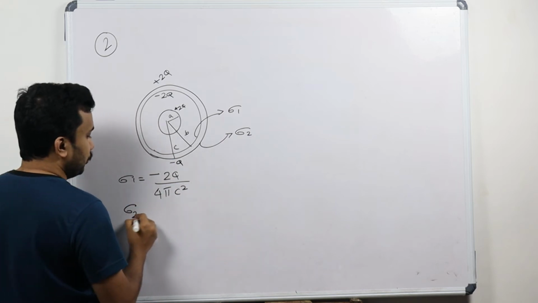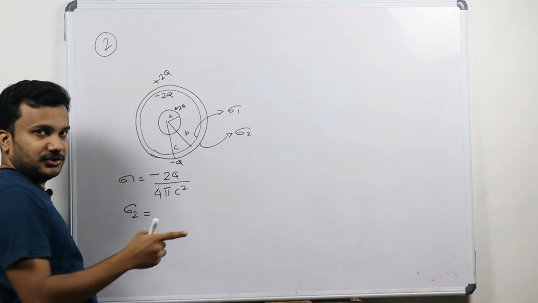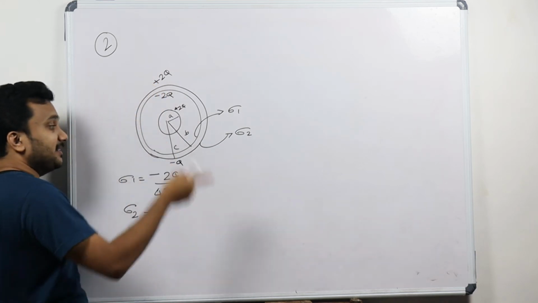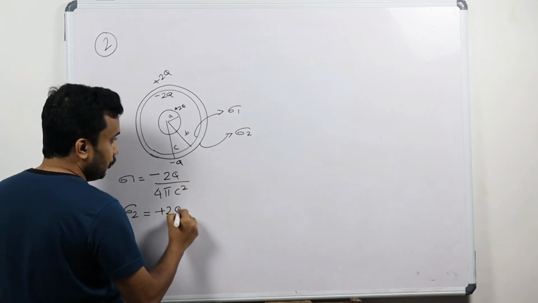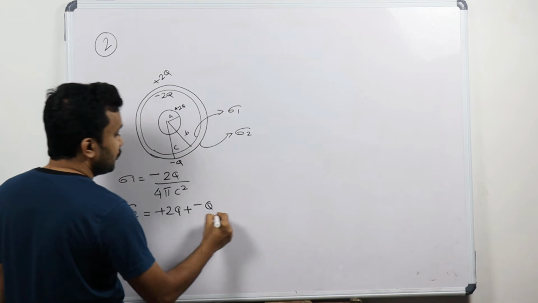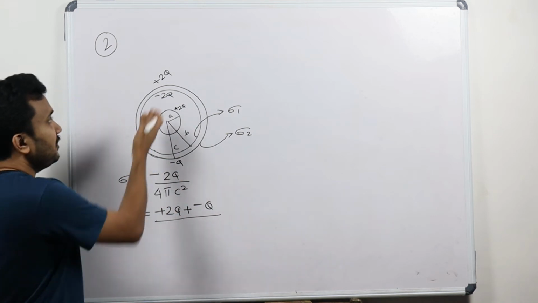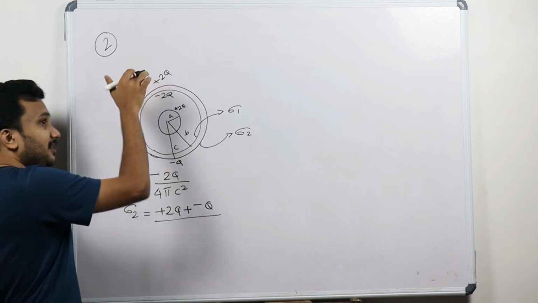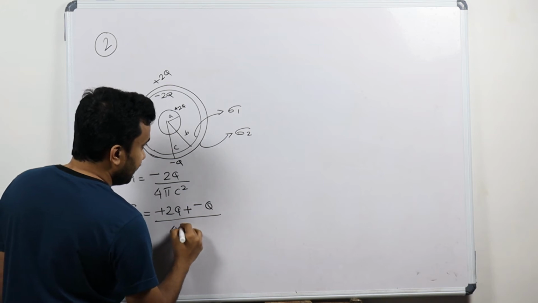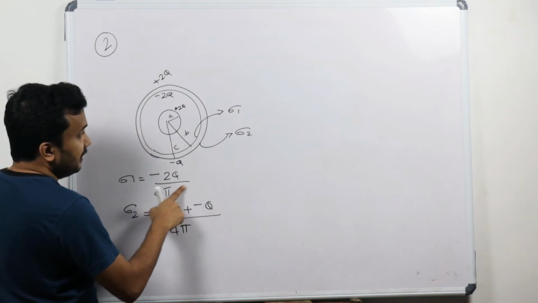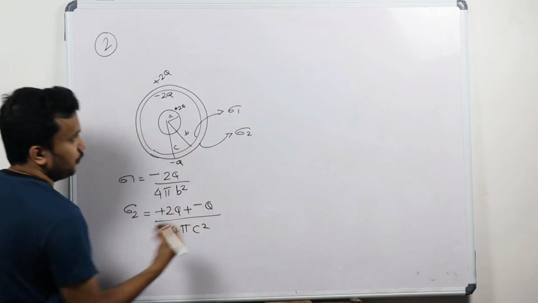And sigma 2, the total charge. Here plus 2q is induced, but what is the existing charge? Minus q. So what is the total charge? Plus 2q plus minus q. Minus q is already there, it is given in the question. And due to charging by induction, the plus 2q comes here extra. So plus 2q plus minus q divided by the area of this one. The inner circle has radius, area 4 pi b square. For the outer one, 4 pi c square.